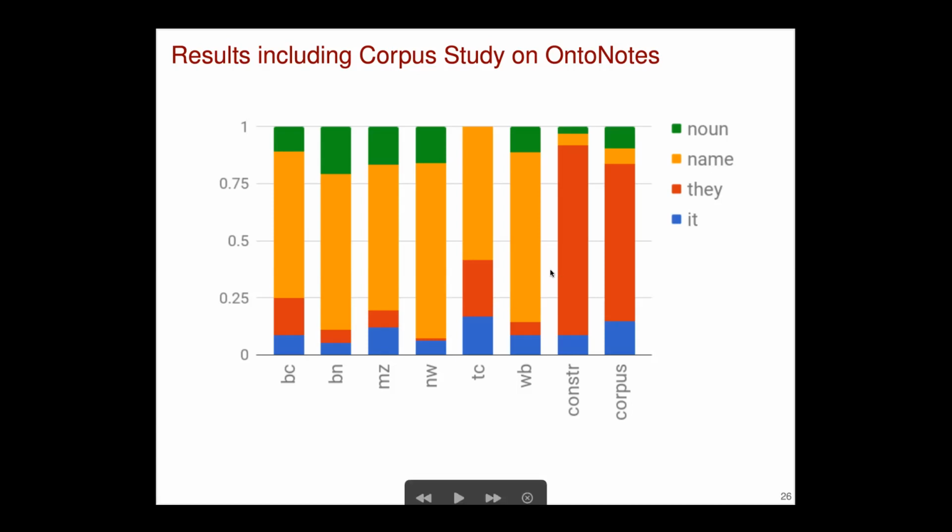Inside the OntoNotes corpus, we noticed that the proportion of they is much, much higher in oral-oriented text. So BC is the broadcast conversation subcorpus of OntoNotes, and TC is telephone conversations, and they have a lot more they compared to the more written genres.